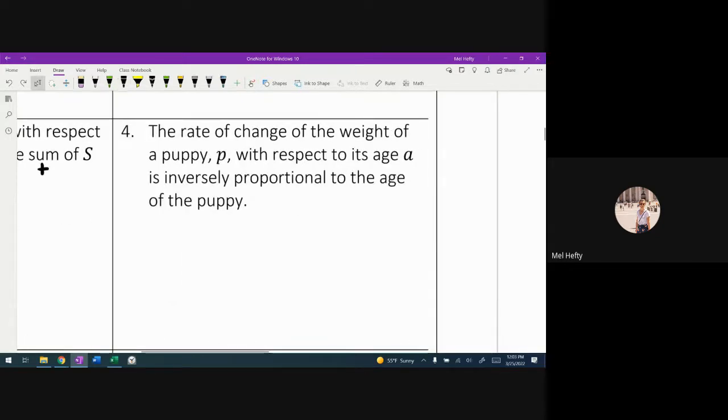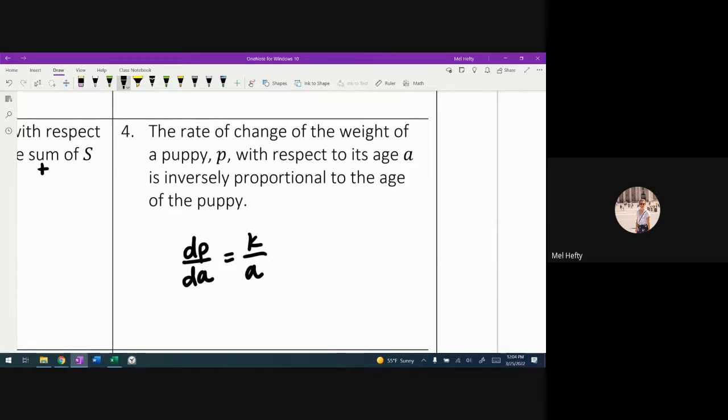All right, let's get a little more real-worldy. The rate of change of the weight of a puppy, P, with respect to its age, A. What's the rate of change of my puppy with respect to its age? How can I write that in math? dP/dA. All right, with respect to its age, is inversely proportional to the age of the puppy. Thoughts? k over A. Perfect.